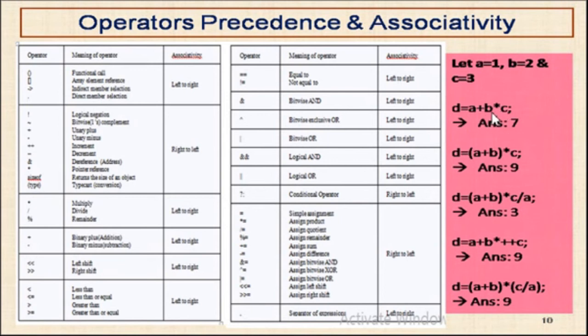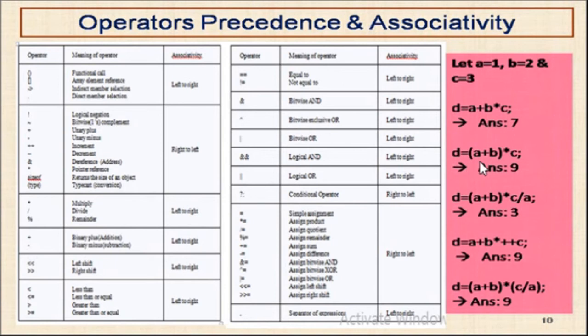Here we have two operators, plus and star. Look at the hierarchy. Compared to plus and star, star has the highest priority. After star, only plus comes. So the multiplication will be performed first, and the associativity is left to right. It will scan from left to right. Star has the highest priority, so this will be evaluated first. B into C, so 2 into 3, 6. Now A plus 6, 1 plus 6, 7. In this way, it will evaluate.